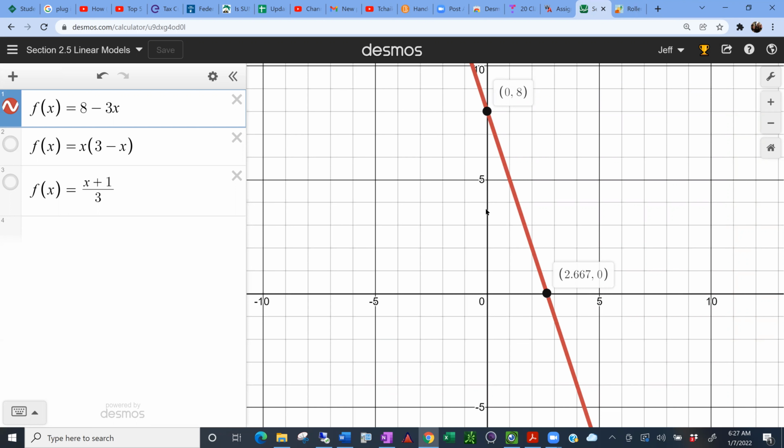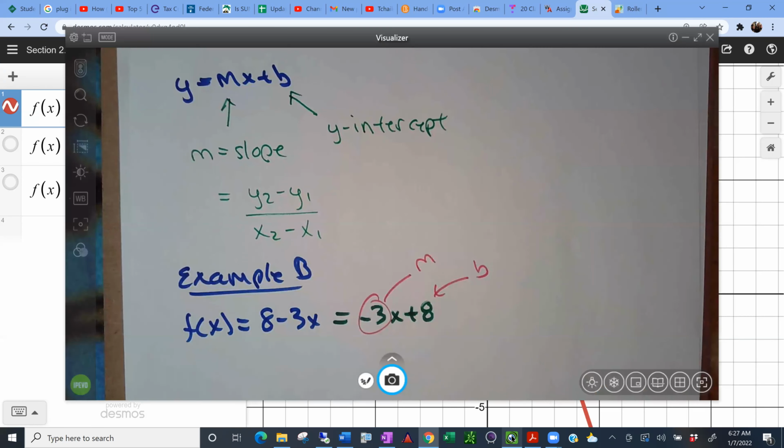You can, from this, figure out the actual slope if you wanted to, just by doing rise over run. There's a rise of a negative 8 and a run of 2 2/3. So you can form a ratio and come up with a slope that way. We don't need to. We can just read off the slope right here.